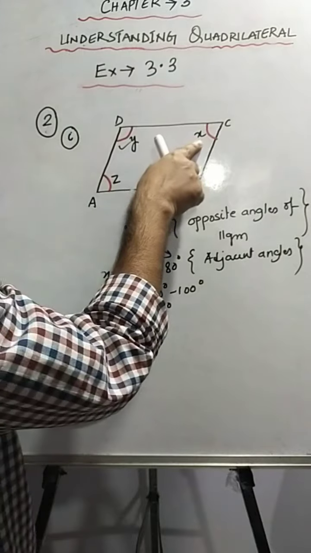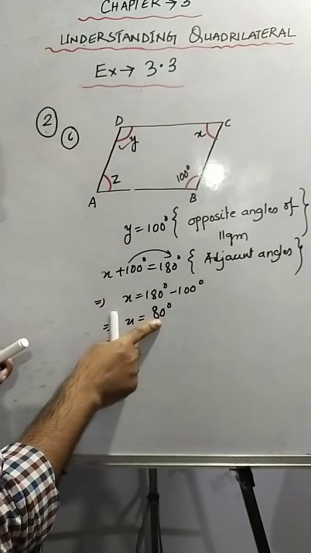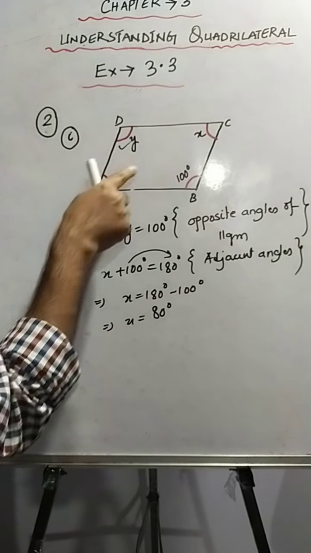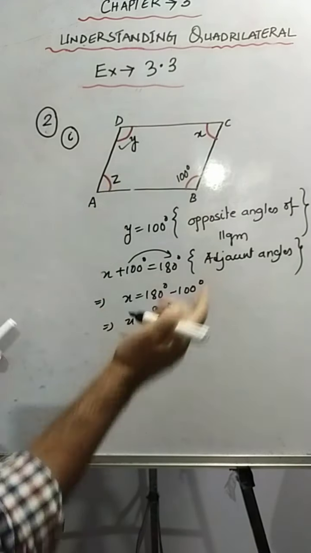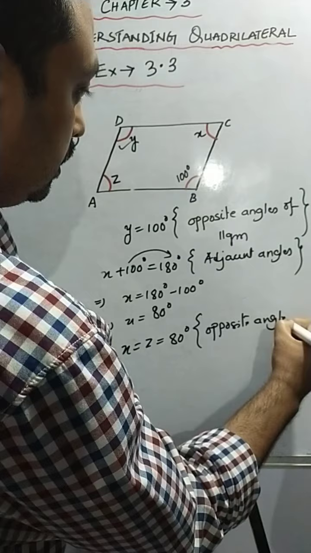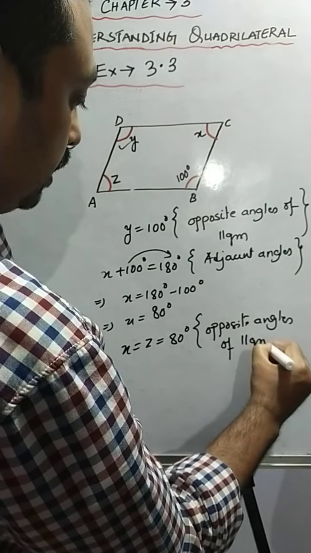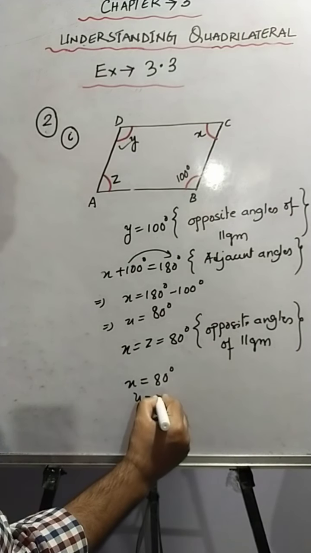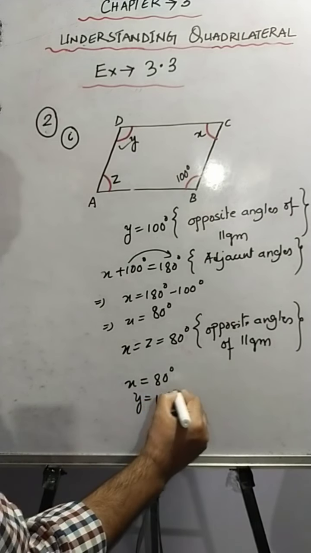Now we know the x value, which is 80 degrees. When we know x as 80 degrees, we can easily say what z is. z is equal to x only. So x is equal to z, and that is equal to 80 degrees, because they are opposite angles of a parallelogram. So x is equal to 80, y is equal to 100 degrees, and z is equal to 80. This is your required answer, students. Now let's move on to sum number 2 of question number 2.